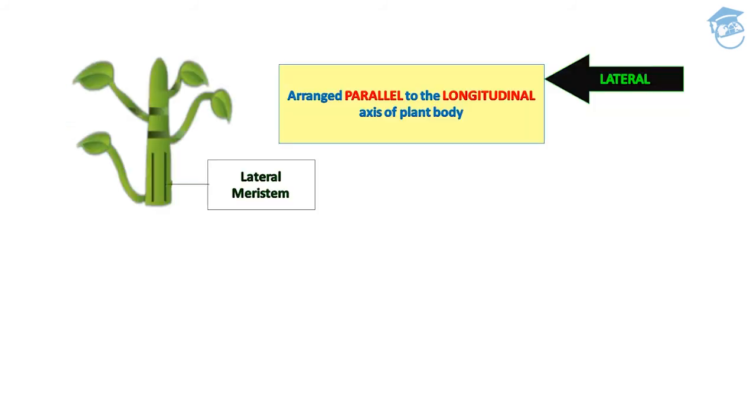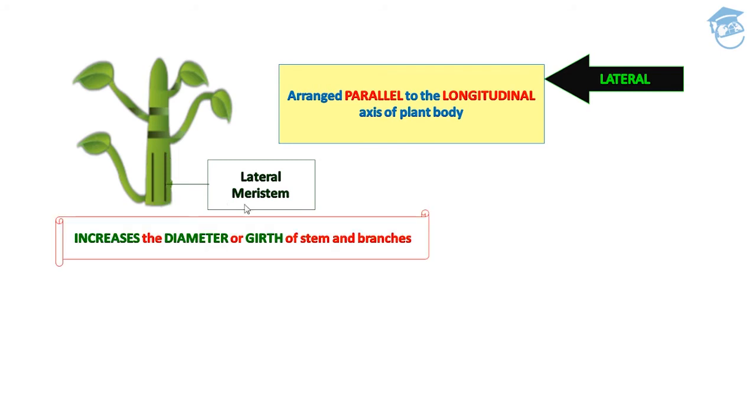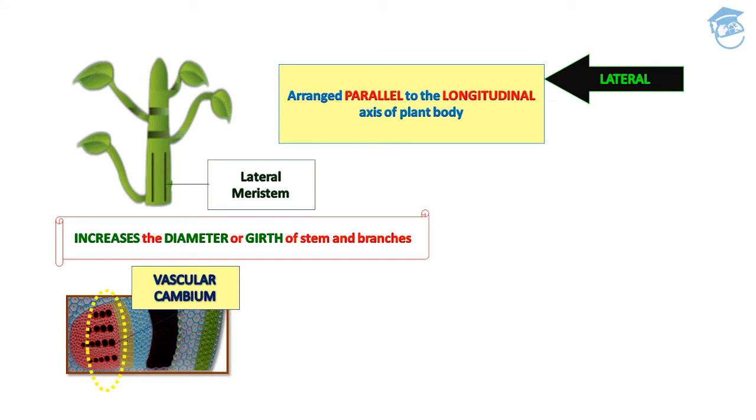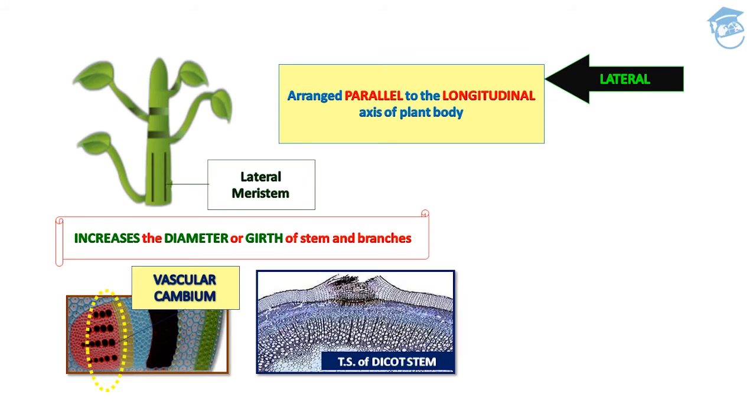Then comes lateral meristem. See, this is the lateral meristem, and it is arranged parallel to the longitudinal axis of the plant body. These two lines are representing lateral meristem, and it increases the diameter or breadth of the stem and the branches. See, this is the vascular cambium. Vascular cambium helps in increasing the breadth of the angiosperms. This is the transverse section of a dicot stem, wherein cork cambium is present. See, this is the outer layer, which is called cork cambium.